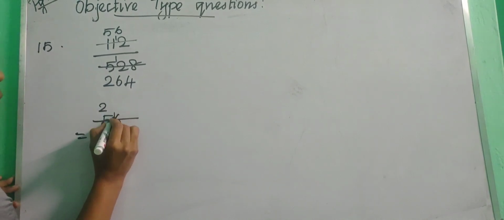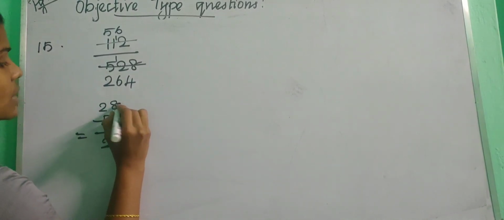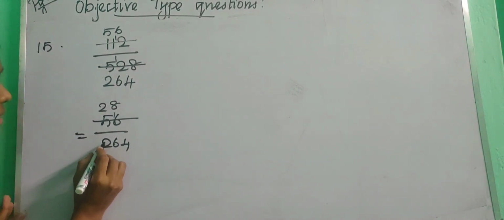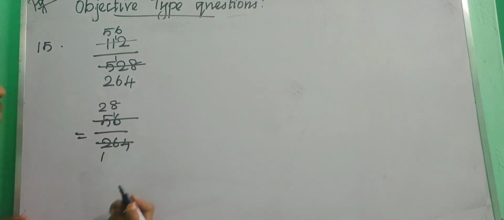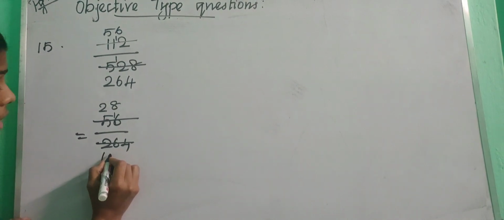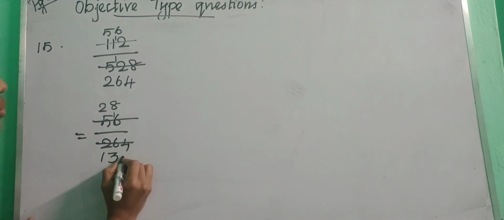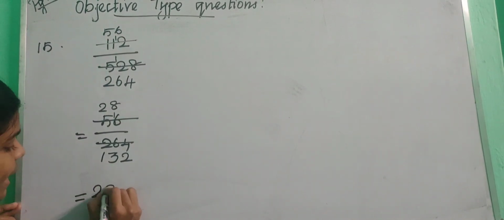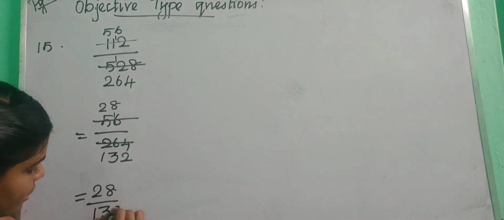So remaining 1. Okay, so 8 2s are 16. Okay children, and again here the denominator 1 2 is 2, and then 3 2s are 6. Okay, and then 2 2s are 4. And again we can write, so 28 upon 132.